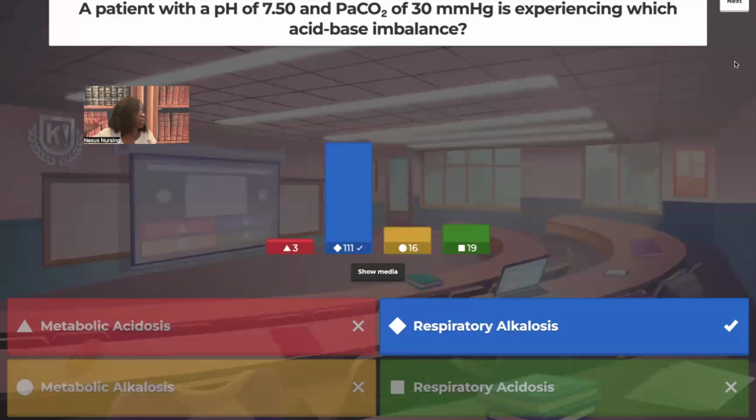That's right. ROME method. Respiratory if the sign's opposite. Metabolic if it's equal to the pH. I love the ROME method, but I also like the tic-tac-toe method. But whatever works for you, use it.